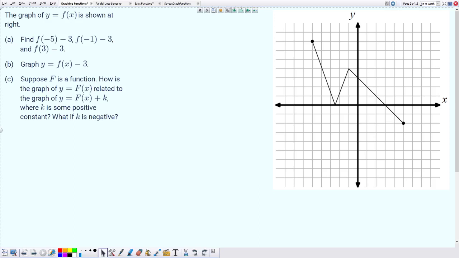Hello everyone. Today we're going to be looking at some different graphs of functions. So let's start out with a nice introductory problem. The graph of y equals f of x is shown on the right.